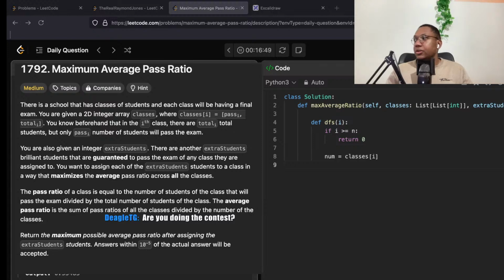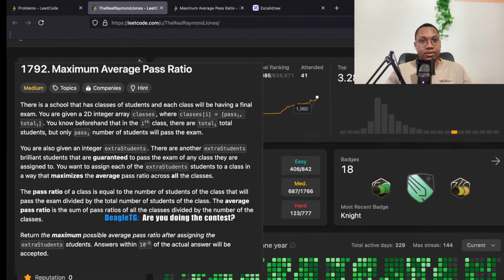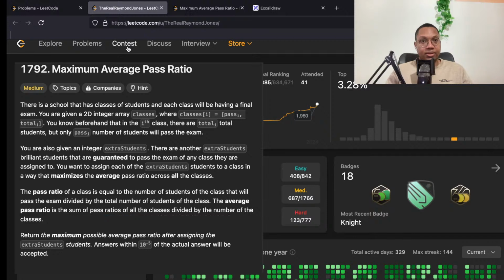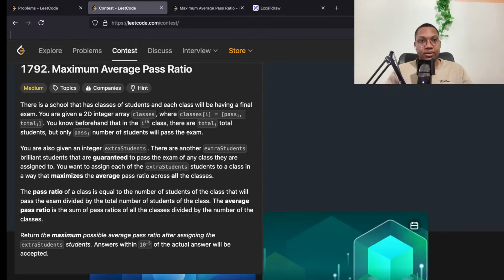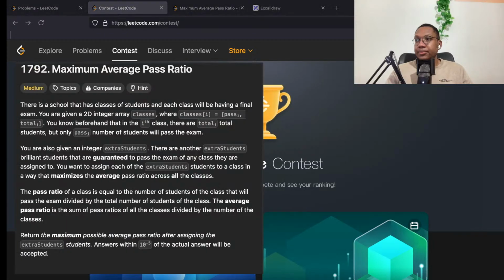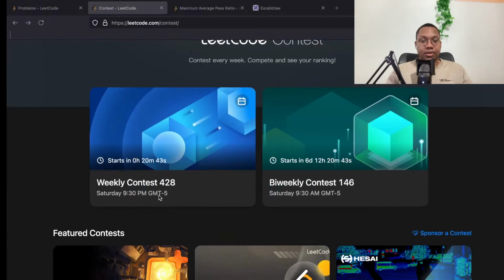Are you doing the weekly challenge? You mean the contest? The LeetCode contest? Probably not. I don't know why it's taking so long to load the screen. Yeah, probably not.